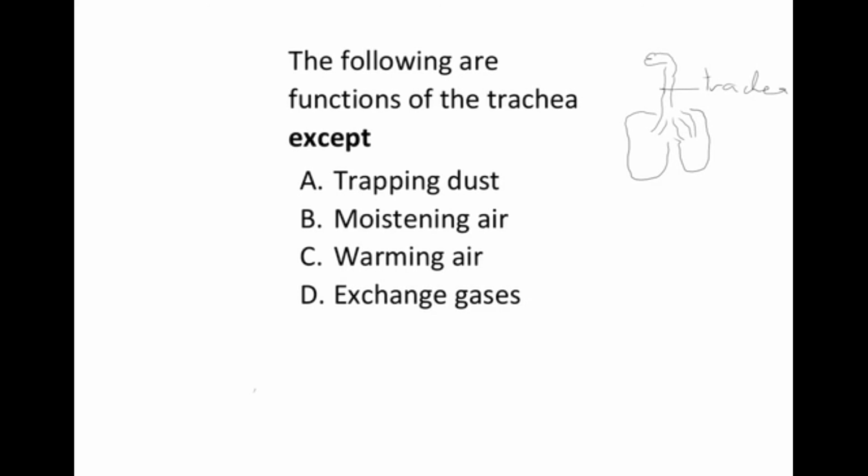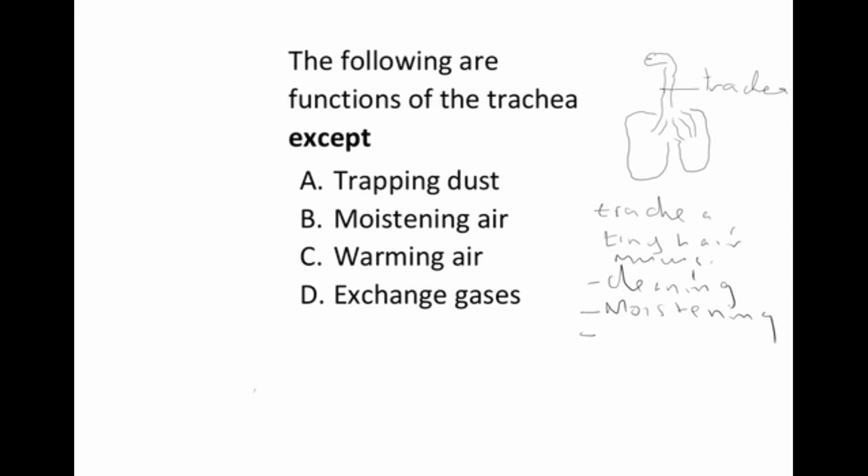So in the trachea there are several things that take place. In the trachea we have the tiny hairs and the mucus. These two help in cleaning the air that we breathe in to remove the dusty particles. Also it helps in moistening the air to add moisture.